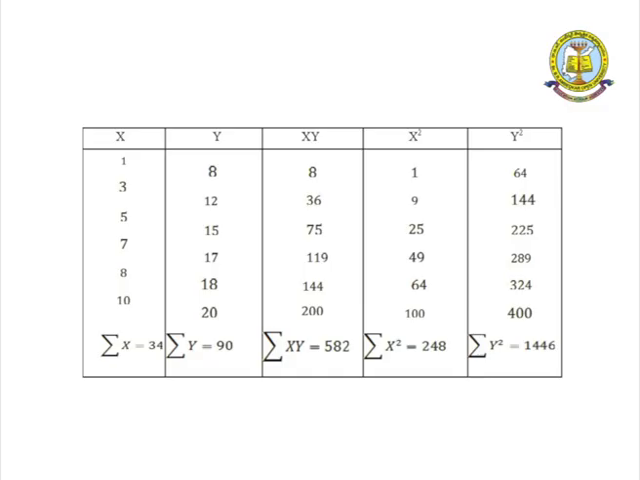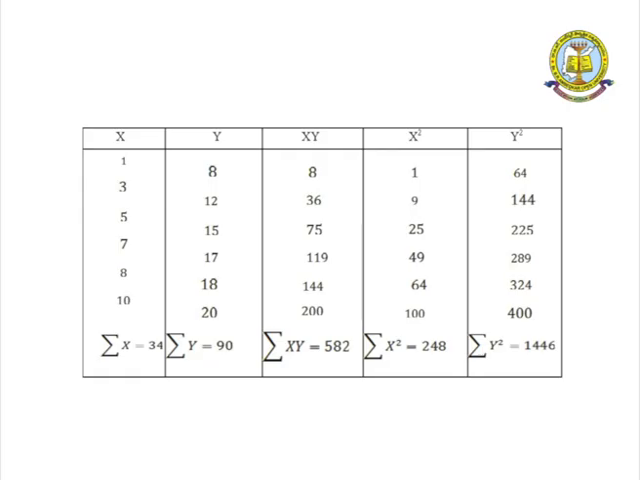Similarly, I can get the last column total. What is the last column total? It is the y series representation. I can get the summation y square value by squaring all these values. What is 8 square? Then I get 64, 12 square is 144. Using a calculator, you can add all the y square terms. If I add the y square terms, then I get the summation y square value. What is the summation y square value? 10446 is the total.